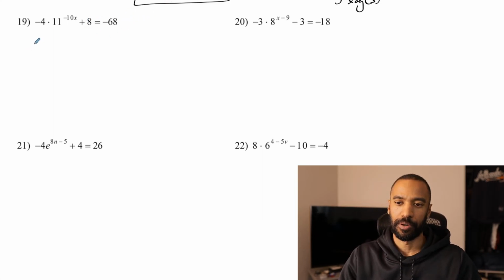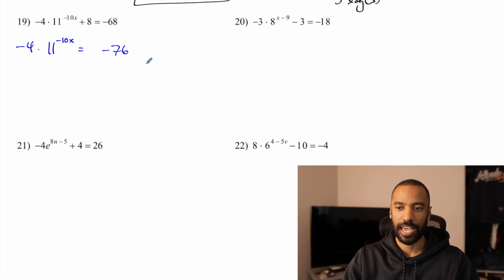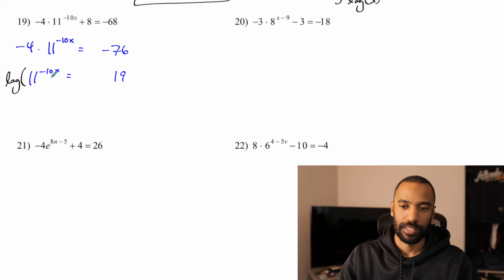Subtract 8 from both sides. Negative 4 times 11 to the negative 10x is negative 76. Divide both sides by negative 4. 11 to the negative 10x equals 19. Log both sides.